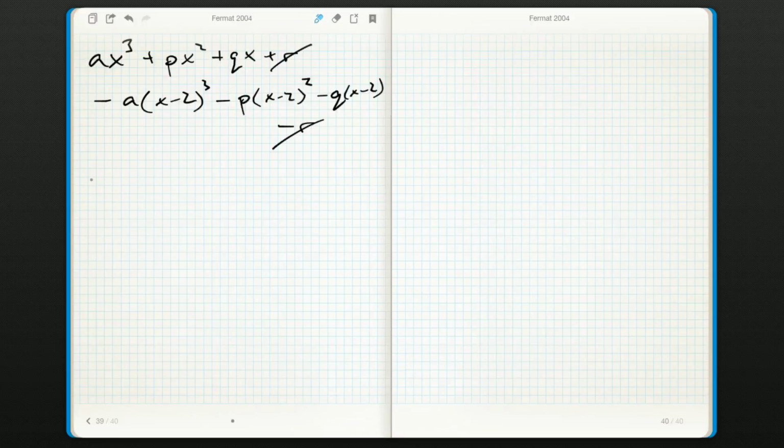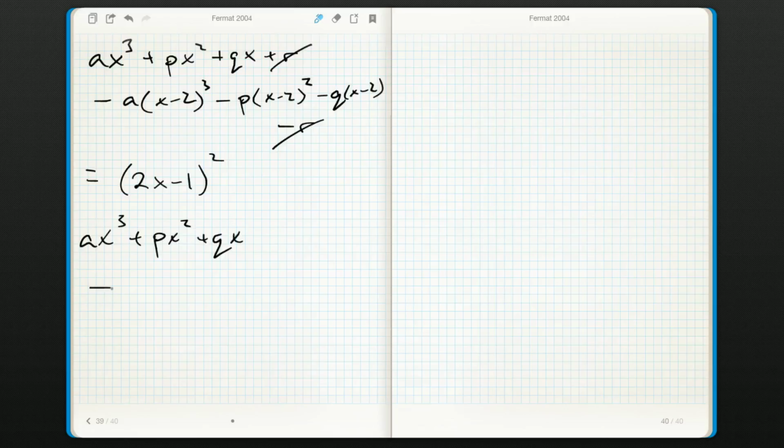Has got to be equal to 2x minus 1 squared. Okay, so the r's canceled out. Ax cubed plus px squared plus qx. So let's expand and simplify some of this. Minus ax cubed.